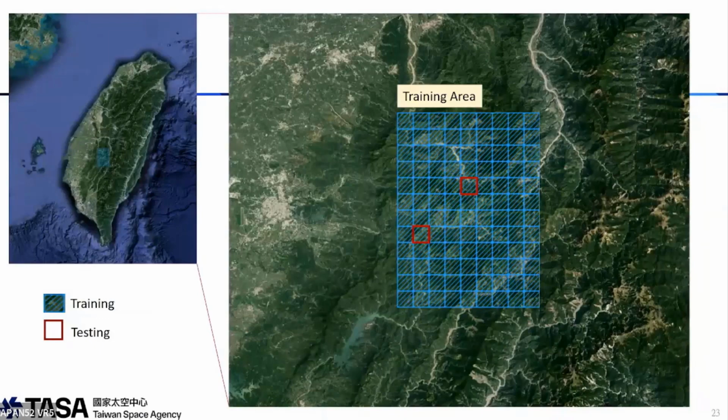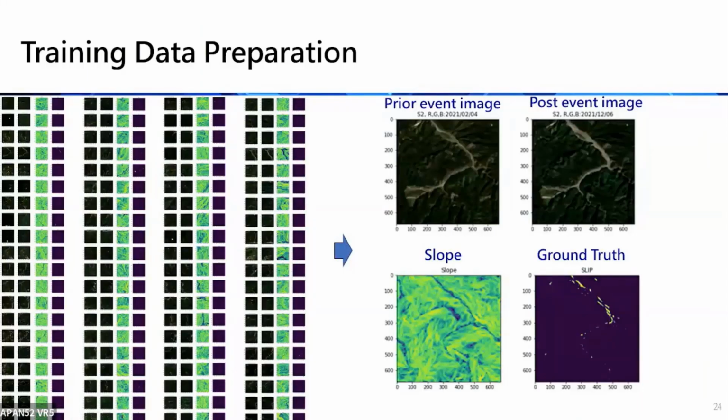Here are the training data set and the testing data set we chose for our AI model. Here, the blue part we cut into small tiles. It can be chosen as the training data set, and we only choose a very small part of them as the testing data set. So for the training part, we also have to have the prior and the post event image data in each tile, and the ground truth for the AI model training.